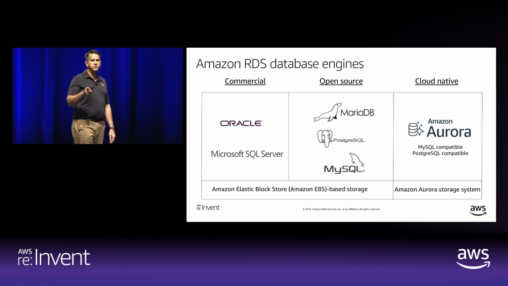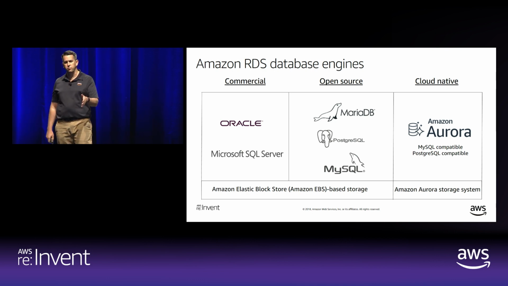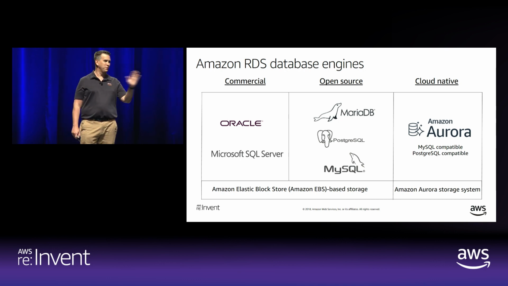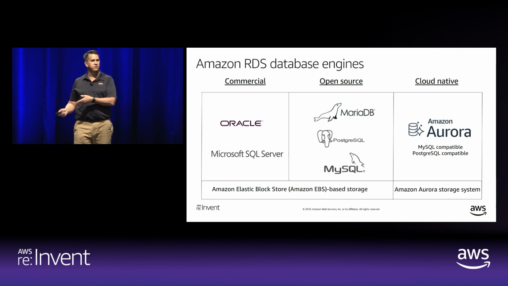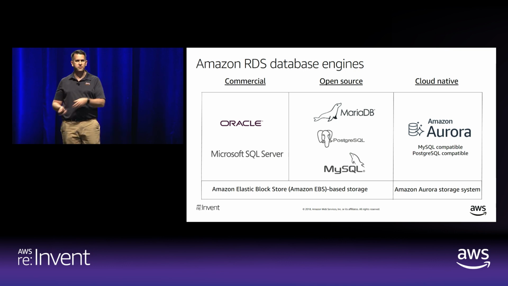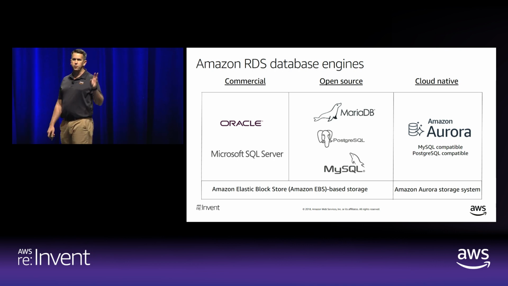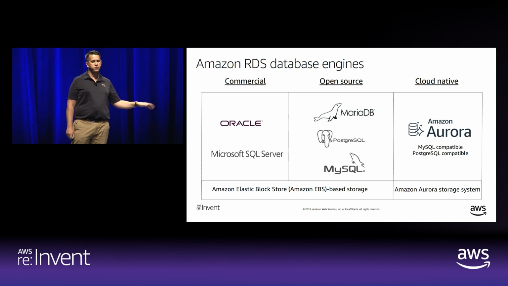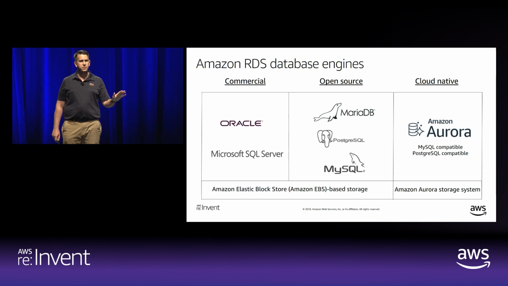I'm going to focus today primarily on commercial engines, that is Oracle and Microsoft SQL Server, as well as the open source engines. There's lots of great talks on Aurora. They're all over the place, and so I encourage you to go to the drill downs on Aurora, but I'm not going to focus on Aurora today because I'm really going to focus on the other 2 segments. Both the commercial or licensed engines, Oracle and SQL Server, as well as our open source engines, are based on Amazon EBS for storage.